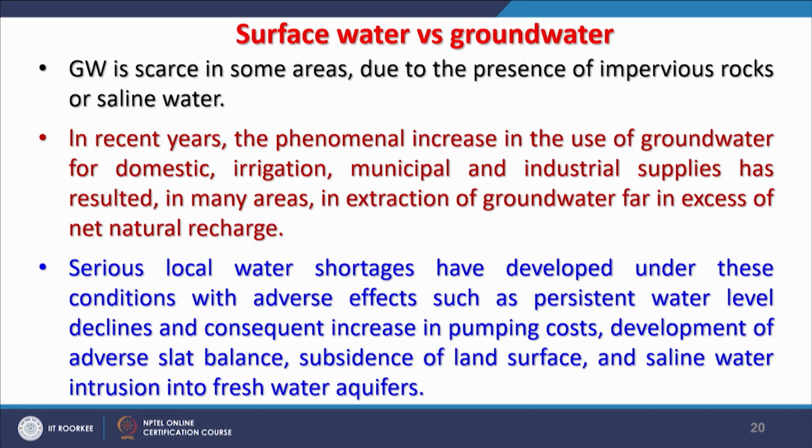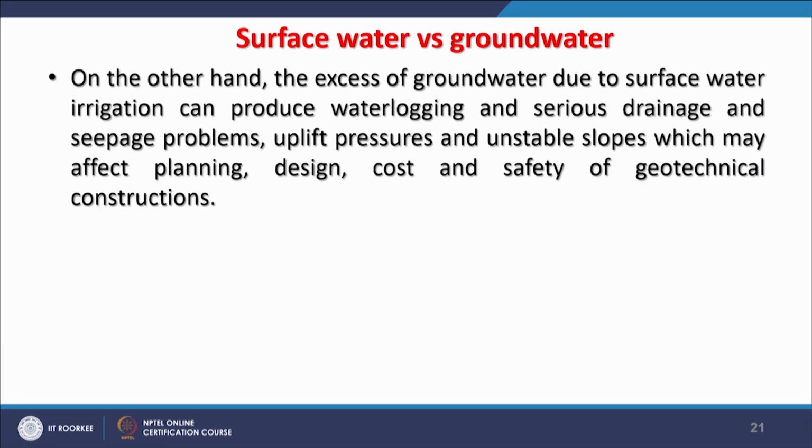So, the solution is to increase the recharge by all means possible as per the local geologic conditions. Serious local water shortages have developed under these conditions because of over-exploitation of groundwater, with adverse effects such as persistent water level decline. Many states in India have observed this, but in recent years only one state, as I understand, where the water table has risen, meaning it has become a little shallower, is Gujarat, where large scale groundwater recharge structures have been constructed. And of course, if such measures are taken on an extensive scale, then definitely the water table will improve and the availability of water through groundwater becomes much easier.